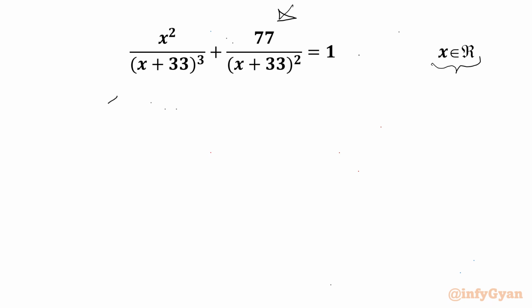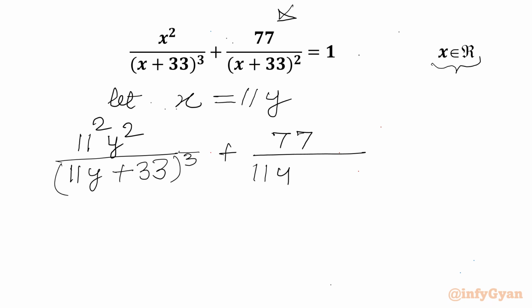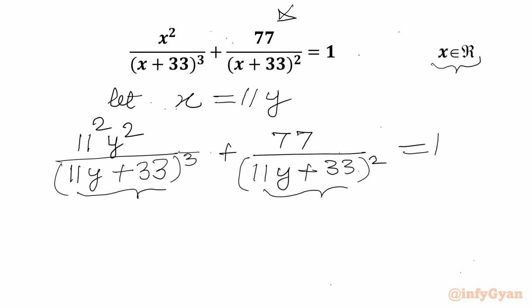First of all, I will consider the substitution x equal to 11 times y. See what will come out. x square will be 11 square y square over (11y plus 33) whole cube, plus 77 over (11y plus 33) whole square, equal to 1.